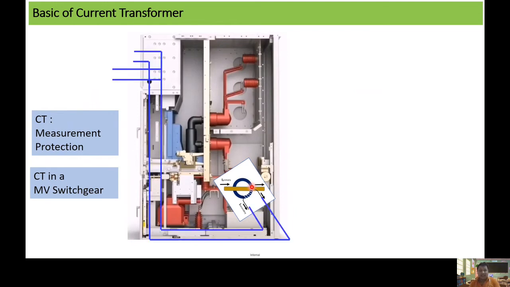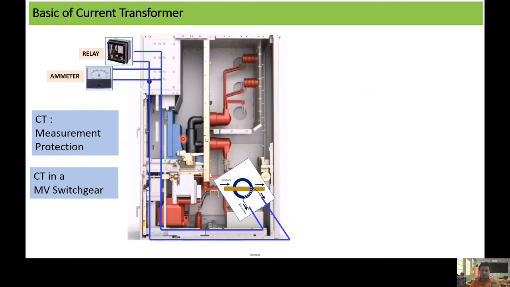So if we connect the secondary side with an ammeter and a relay, this ammeter and relay will also experience 1 amp current, which will give an indication that a healthy 1000 amp is flowing on the primary side of this switchgear. So now let us take a condition where there is a short circuit.